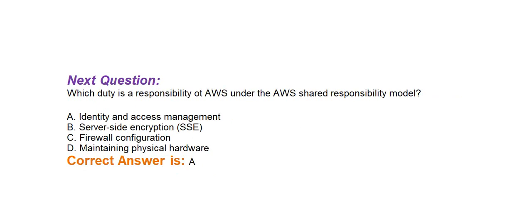Next question is, which duty is a responsibility of AWS under the AWS Shared Responsibility Model? Option A, Identity and Access Management. Option B, Server-Side Encryption, SSE. Option C, Firewall Configuration. Option D, Maintaining Physical Hardware. Correct answer is option A, Identity and Access Management.